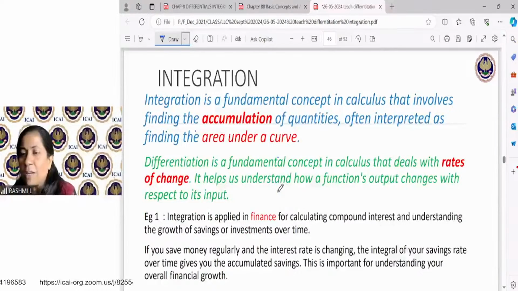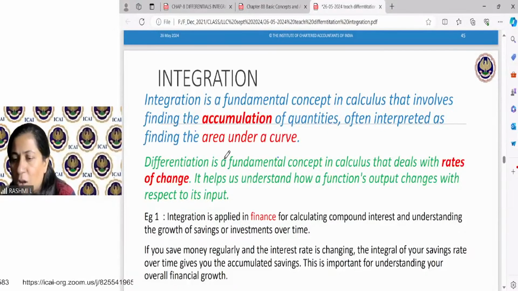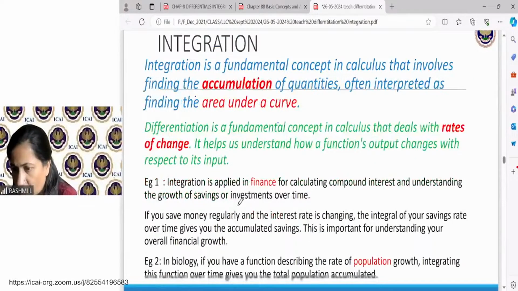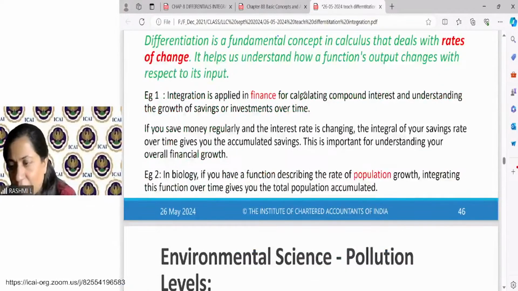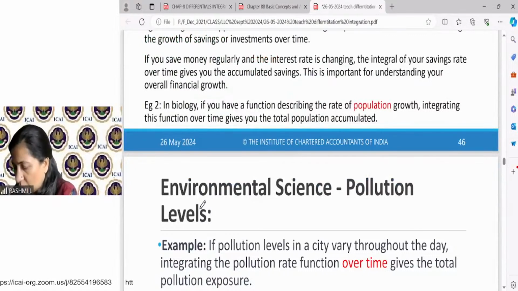So integration, when we are trying to accumulate, we are talking about integration, okay? So integration is a fundamental concept in calculus that involves finding accumulation of quantities and usually area under the curve. Differentiation is rate of change and integration is talking about accumulation. Okay. So integration is applied in finance for calculating compound interest, growth of savings or investments. And you also use it in biology for the same, for population.